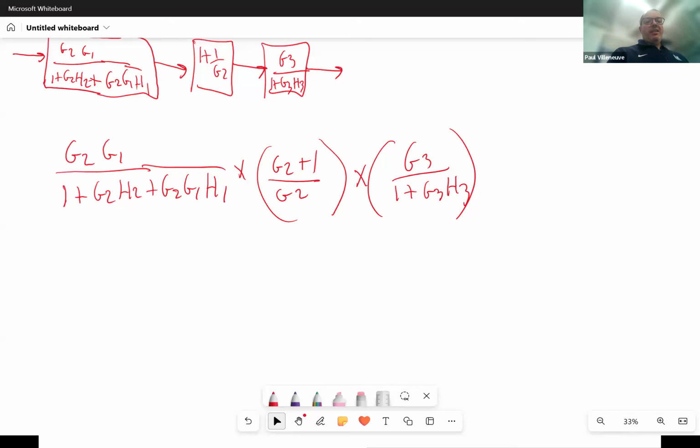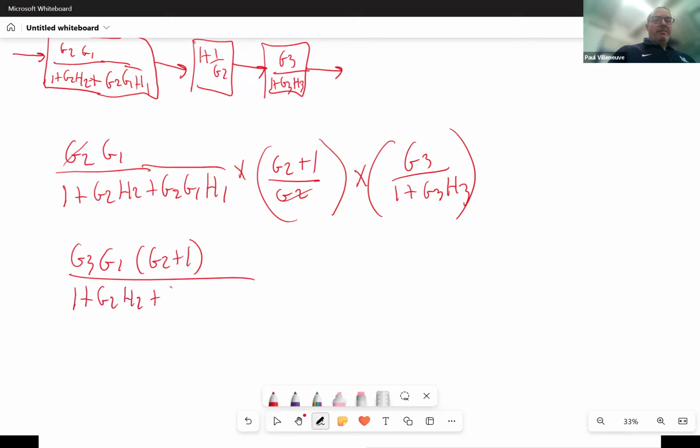Hopefully what you can see is I can cross out a G2 here. Everybody see how I did that? Just to get rid of that G2 term. So I'm left with G1 times G3 times G2 plus 1 all over 1 plus G2 H2 plus G2 G1 H1. And all of that is multiplied by 1 plus G3 H3. That's it. Questions on that?